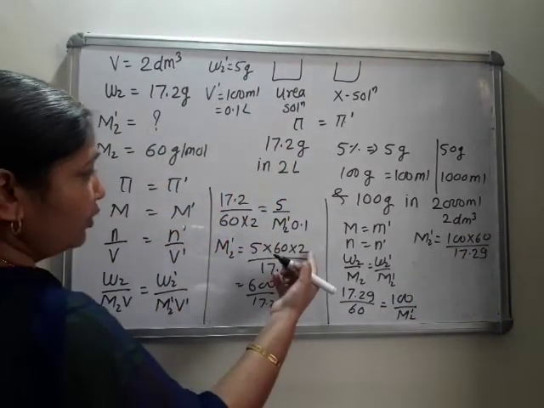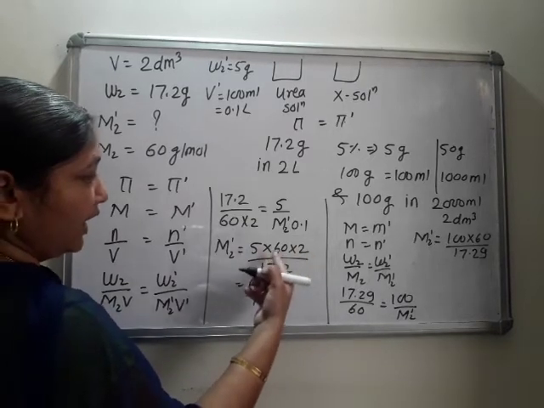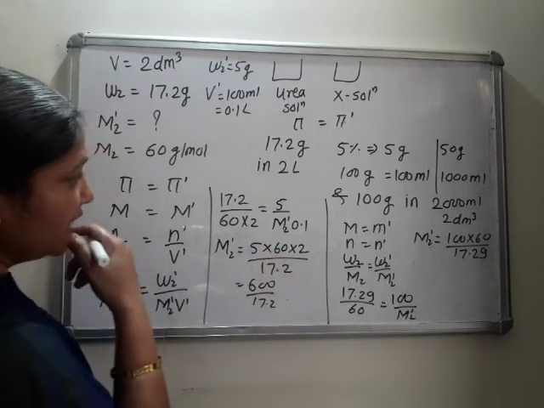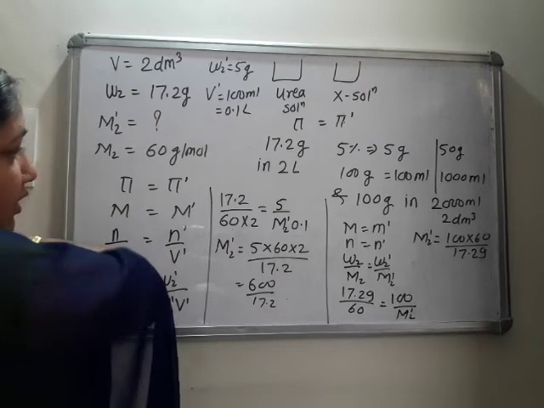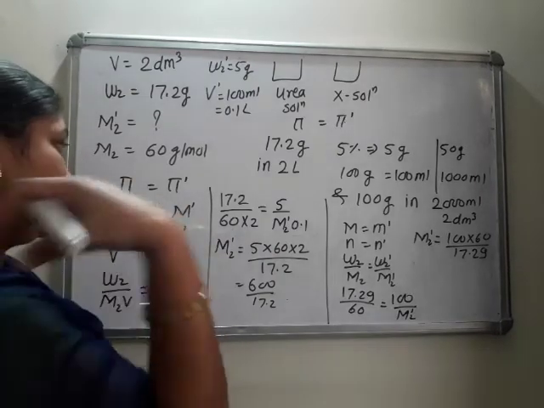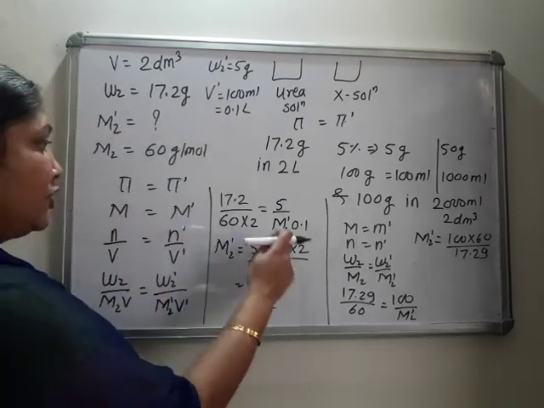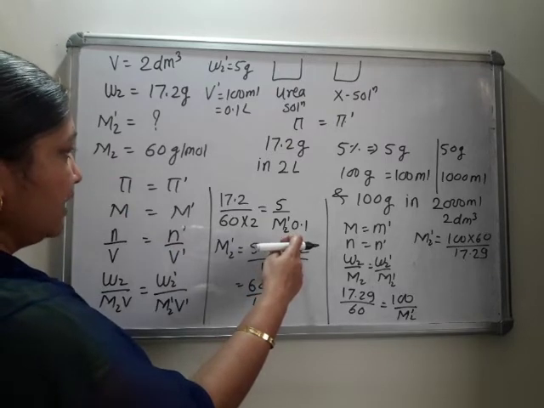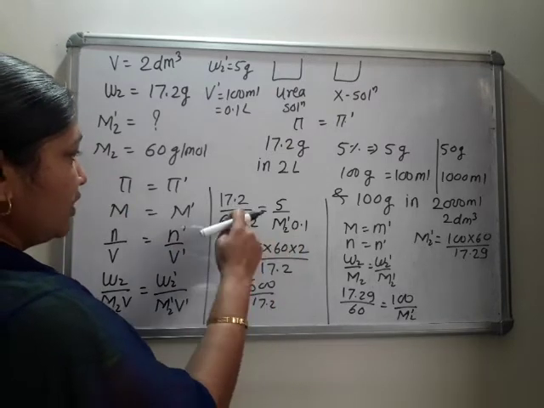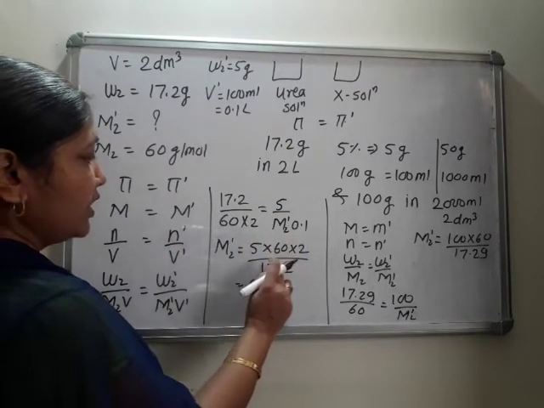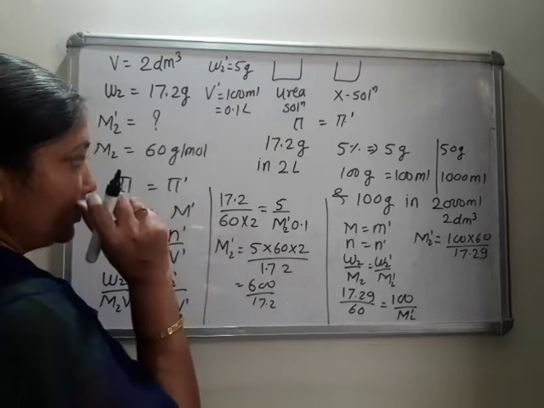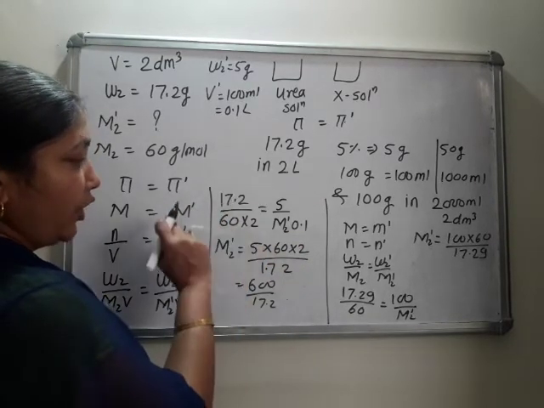So that is equal to 100, na? What did I do? 5 into 2, 10. 10 into 60. And there we get 100 into 60. What is my mistake? This 0.1 is there, na? I have not considered this 0.1. So this is 0.1 into this, 17.2 into 0.1.